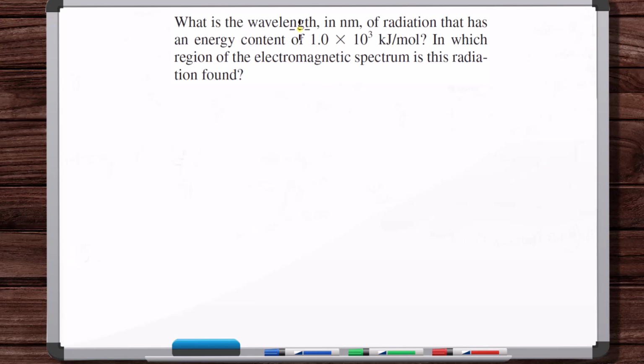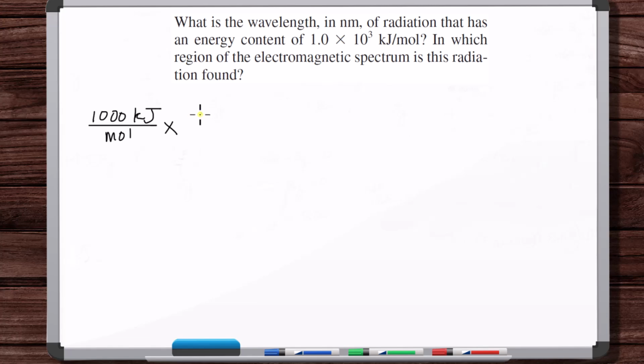What is the wavelength in nanometers of radiation that has an energy content of 1,000 kilojoules per mole? In which region of the electromagnetic spectrum is this radiation found? So, okay, we've got 1,000 kilojoules per mole.